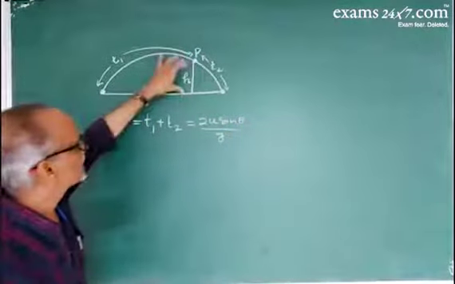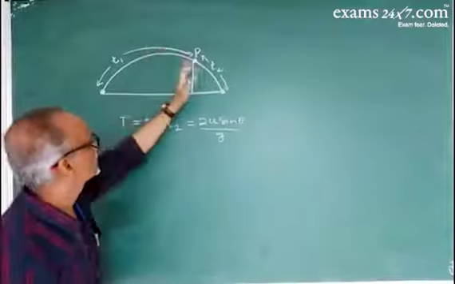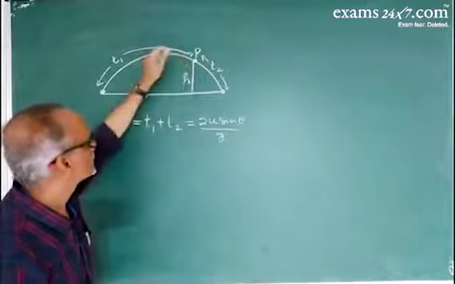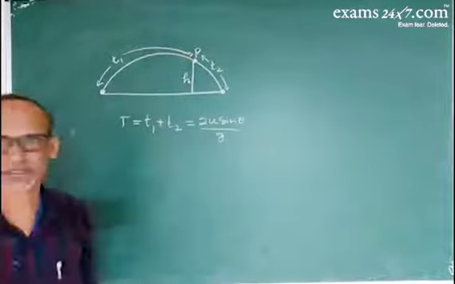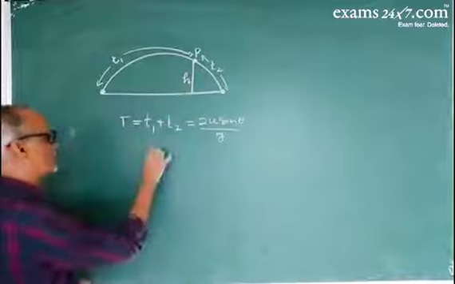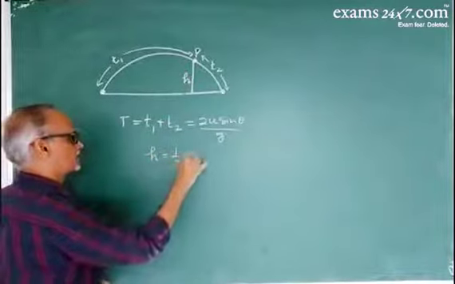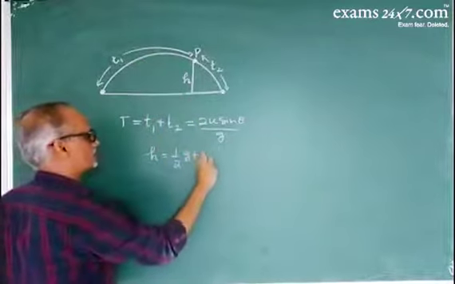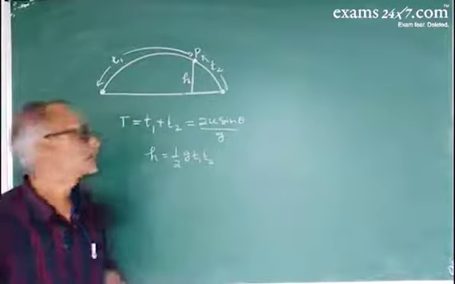And keep in mind, this h is not the maximum height. It is a height randomly taken for a particular point in the path of the projectile. So what is the value of that height? The value of that height h is given by half g times the product of t1 and t2.